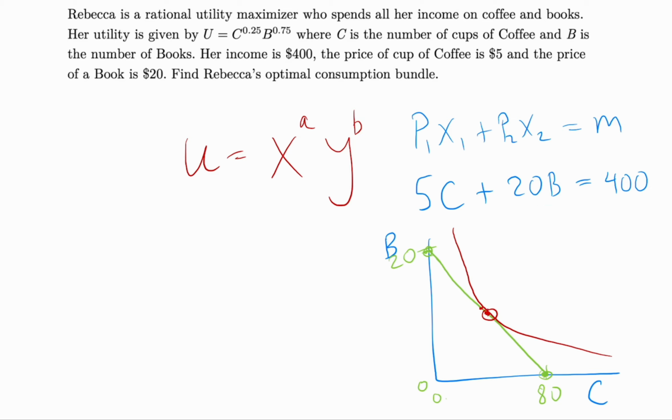And so basically, long story short, the math that you would normally do to solve for that optimal point involves 2 things. One, we want to be on the budget line somewhere, so this equation's got to be true.